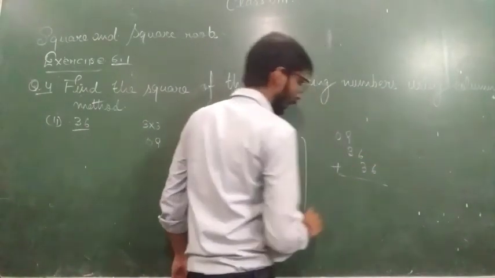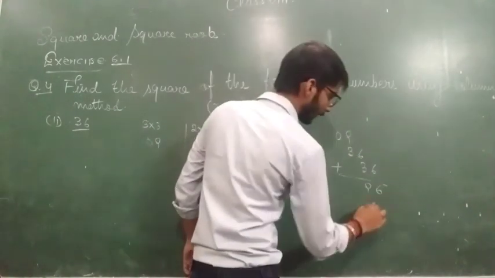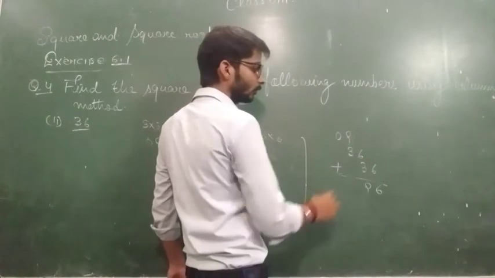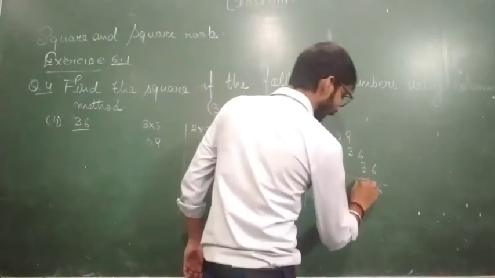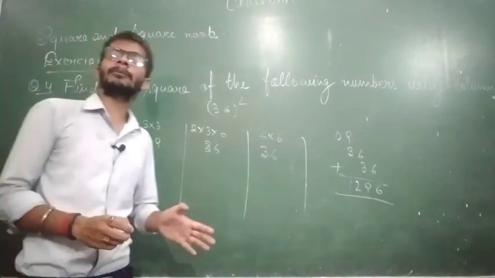अब इसको ऐड करेंगे तो यहाँ मिल जाएगा हमको 6 प्लस 3 ऐड करने पर हमको मिलेगा 9, एंड 9 और 3 को ऐड करेंगे मिलेगा 12. So this is the value, 1296 is the square of the given number 36.